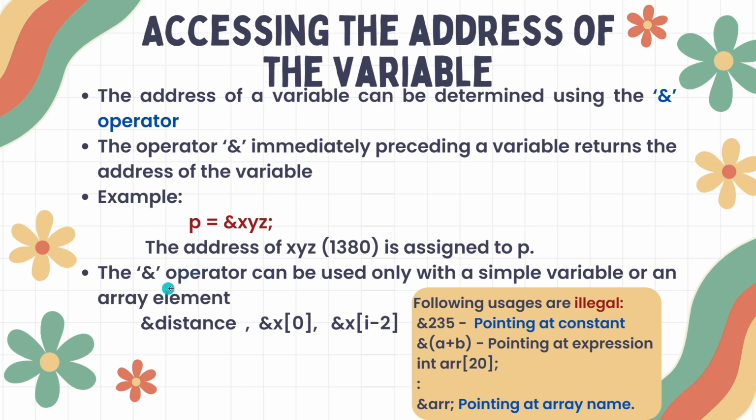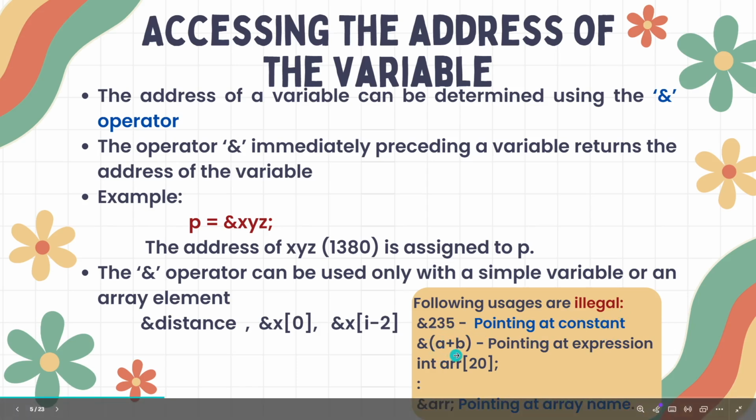Similarly, we can use this ampersand operator for a variety of other cases. We can associate ampersand with some variable, and with some array element, in order to fetch its respective address. And of course, there are certain illegal usages with respect to this ampersand operator. I cannot associate ampersand with a constant, like ampersand 235, which is invalid. I cannot associate ampersand with an expression, and I cannot associate ampersand with an array name.